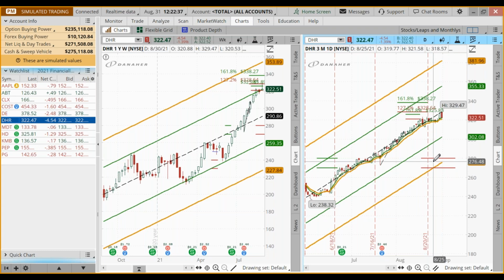Now, a lot of people will move this up and say, okay, I'm going to put it right here. I like a high win percentage. I like to be conservative. If you put it right up here, you're going to collect maybe $3 or $4 credit versus the $1.25 we got, but I'm okay down here.